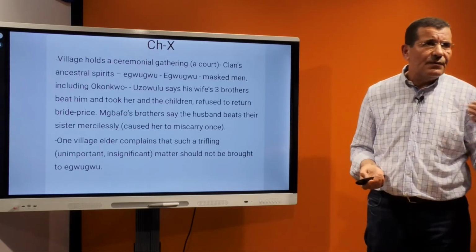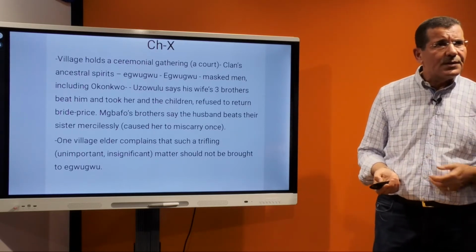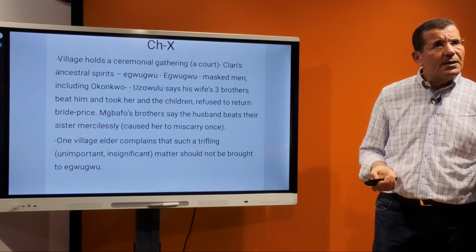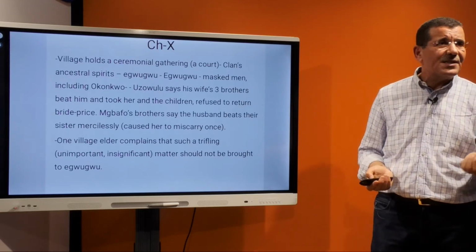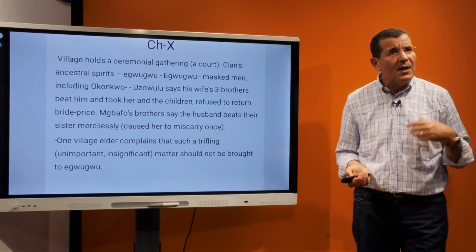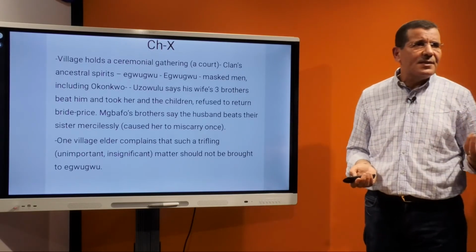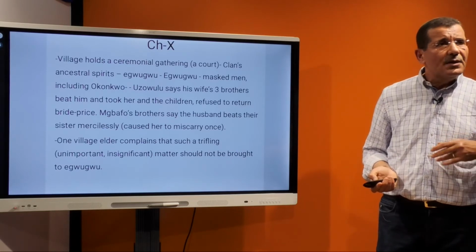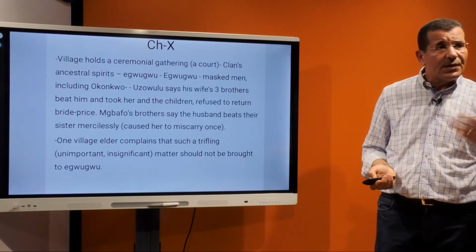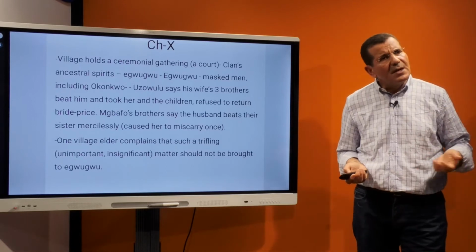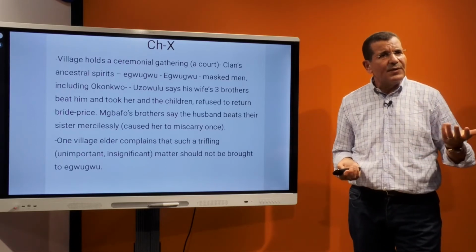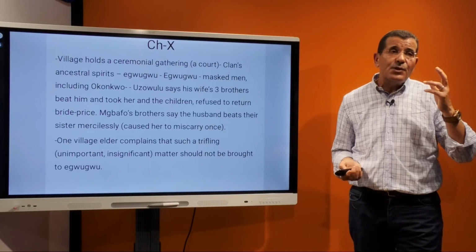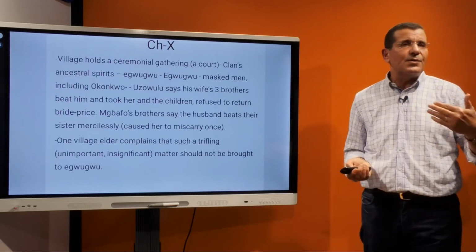After that, we have a ceremonial gathering of ancestral spirits, the egwugwu, that is, masked men, including Okonkwo himself, who settle disputes in the village. But one village man complains that such trifling matters should not waste our time, which is unimportant. And this foreshadows that there are other serious matters that are coming.